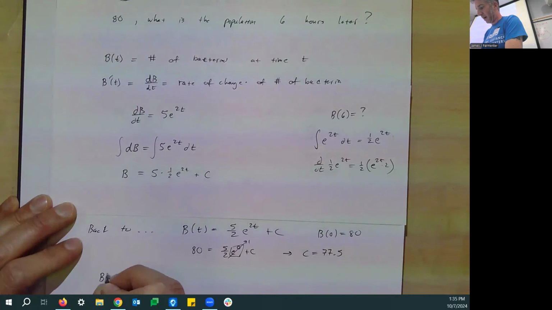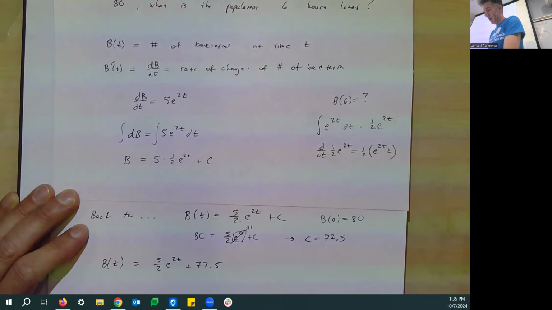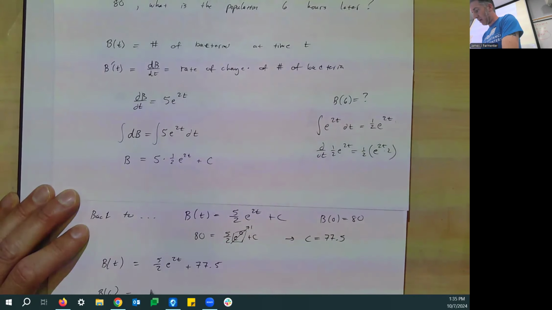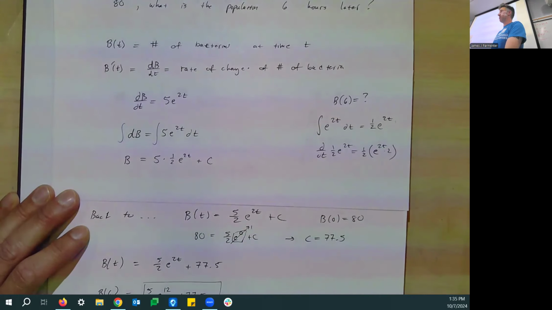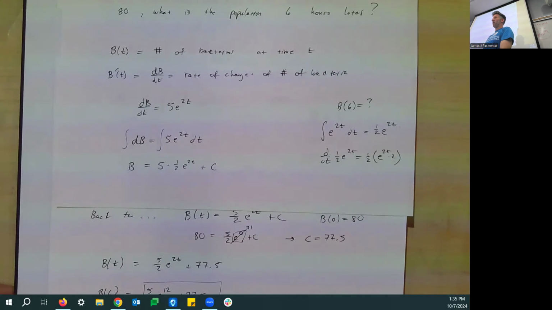So then we have the full model. The number of bacteria at time t is equal to 5 halves e to the 2t plus 77.5. And then we can plug in t equal to 6, find how many bacteria there are going to be. So we're going to get 5 halves e to the 2 times 6 plus 77.5. That's how many bacteria there are after 6 hours. Yes, you could get a decimal approximation by using a calculator, and you should if you're asked to. But I don't think we need to do that.